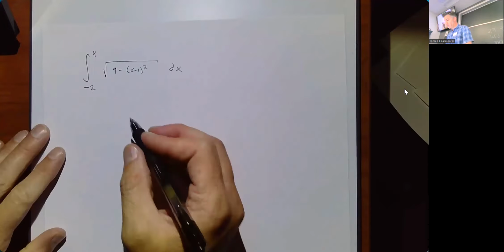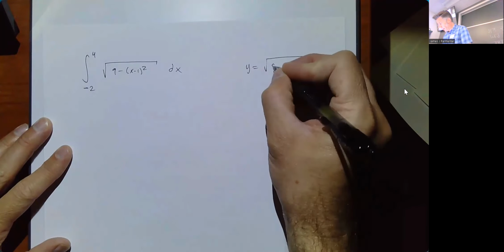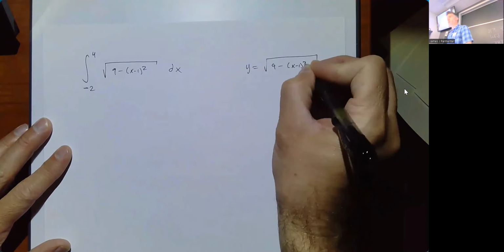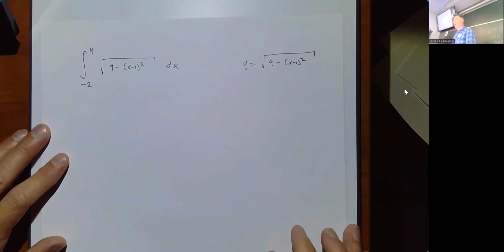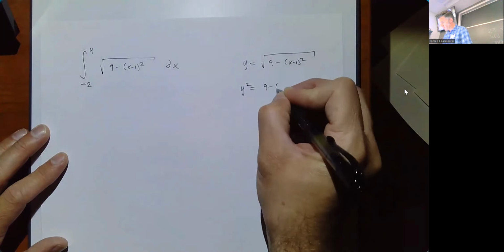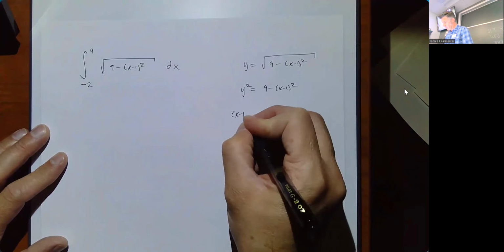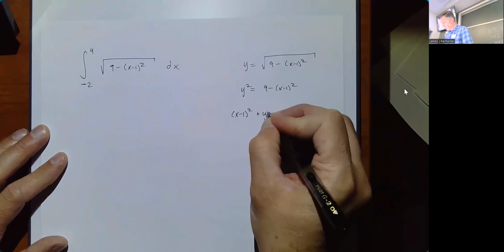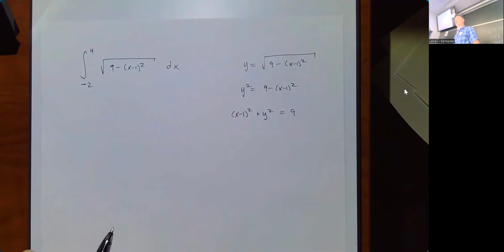So let's look at this function for a second. Let's look at y equal to the square root of 9 minus (x minus 1) squared, which I've definitely written in a more misleading way than this question is usually written. I'm going to write you an easier one in just a minute. So let's square both sides, and then bring the (x minus 1) squared over to the other side. So we have (x minus 1) squared plus y squared equal to 9. And this equation is the equation of what kind of shape of graph?